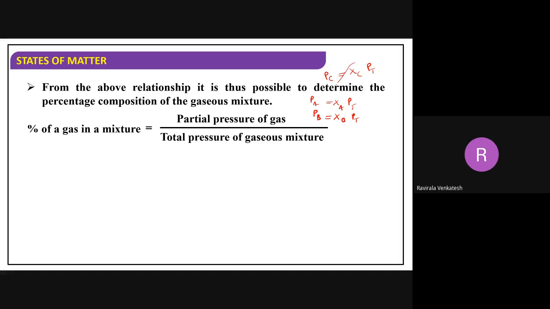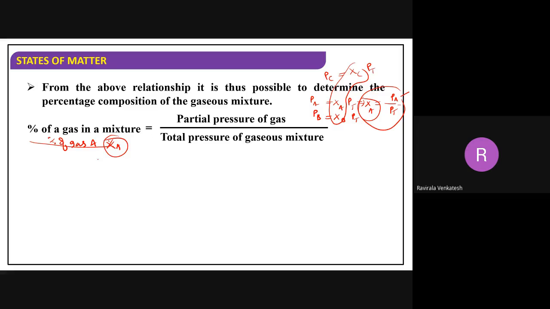Now, what formula do we get for mole fraction? Mole fraction of A is partial pressure of A by P total. The percentage of gas in the mixture, which is nothing but the mole fraction of A, is equal to the partial pressure of that gas divided by the total pressure. If I want to calculate the percentage of gas A, it is nothing but the mole fraction of A.